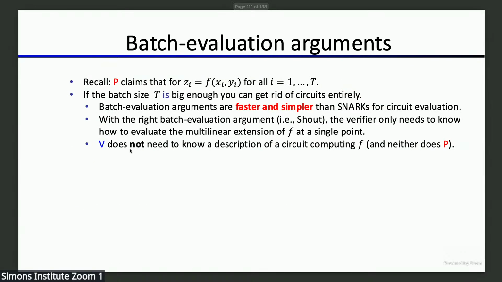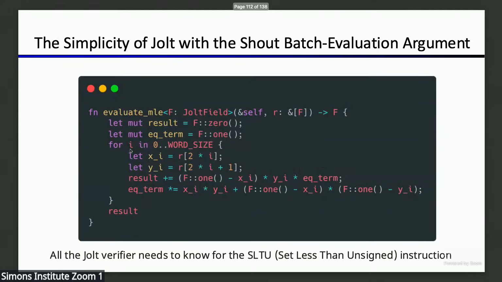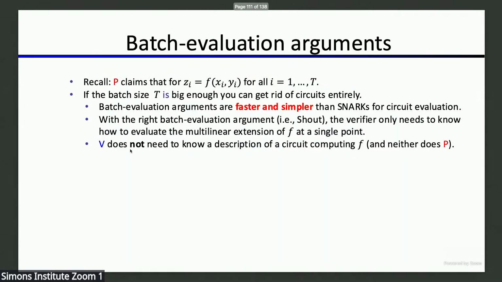Okay. So with batch evaluation arguments, the idea is that if the batch size T is big enough, you can just get rid of the circuits. And this makes things both simpler and faster. Let's focus on simplicity for a moment. Ultimately the verifier in Shout, in this new batch evaluation argument, just takes the multilinear extension of F and evaluates it at one random point.